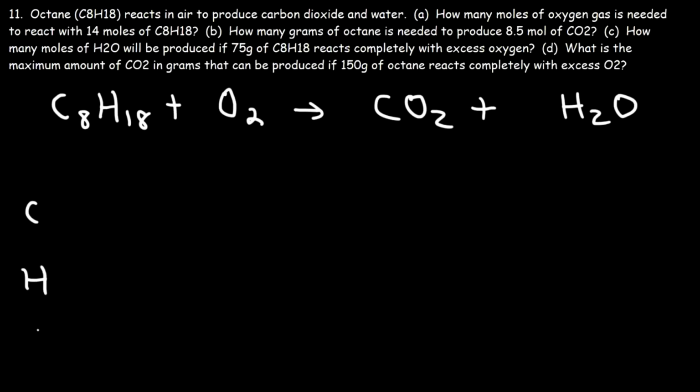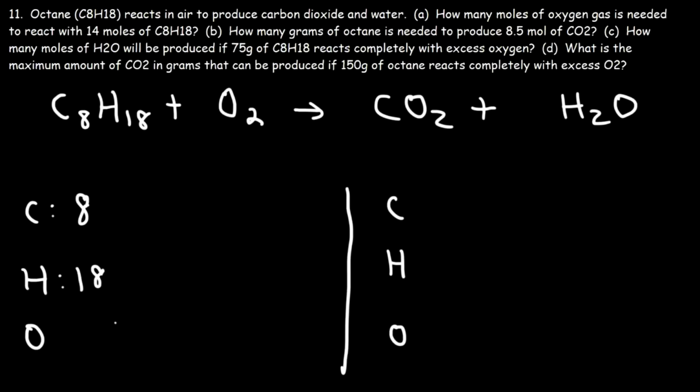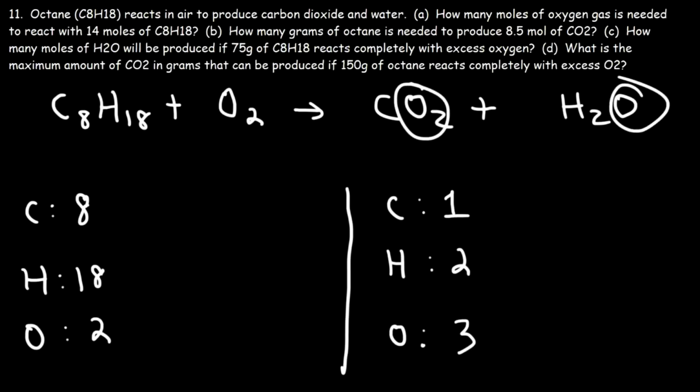So let's write the elements that we have on the left side and on the right side. So as of now, we have 8 carbon atoms on the left, 18 hydrogen atoms and 2 oxygen atoms. On the right side, we only have 1 carbon atom, 2 hydrogen atoms, and 3 oxygen atoms. 2 plus 1 is 3.